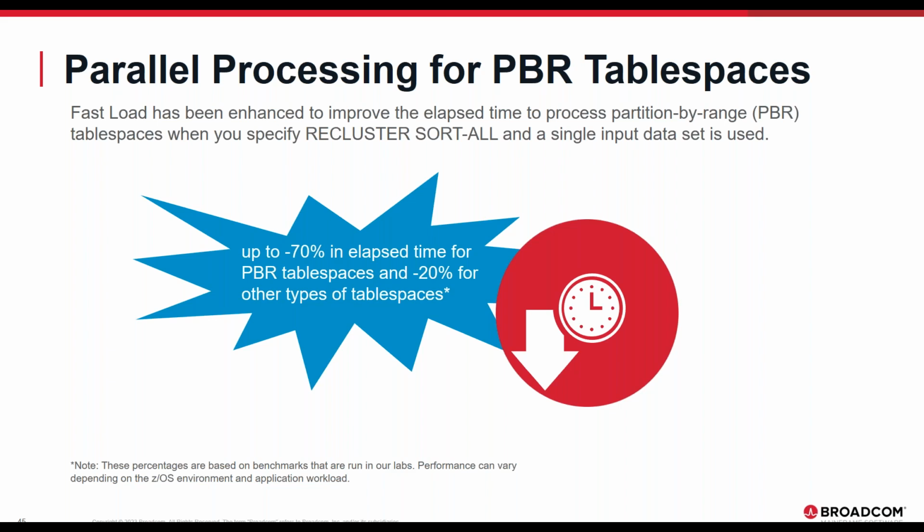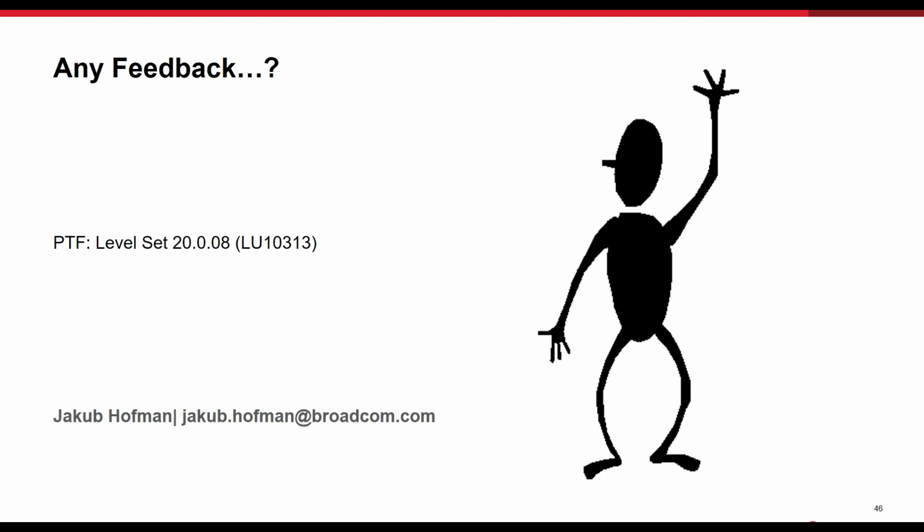And then we again improved the fast load parallel processing with another keyword that was kind of missing, which was the RECLUSTER SORT ALL keyword. In this case, when RECLUSTER SORT ALL is used, we've observed an improvement of up to 60% in elapsed time for PBR table spaces and 10% for other types of table spaces. Again, it's worth noting that we observed these results in a control lab environment, so your mileage may vary, but we believe that you should be able to observe some significant improvement as well. And that's the features that I wanted to show you today.